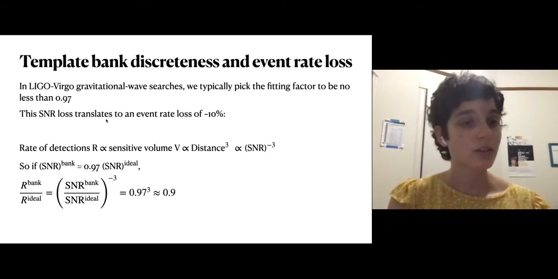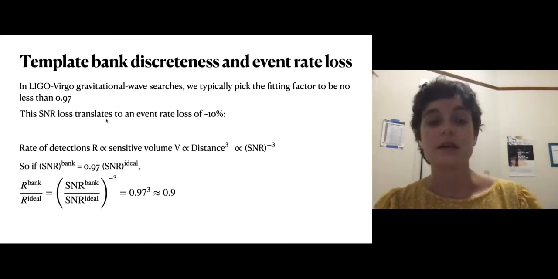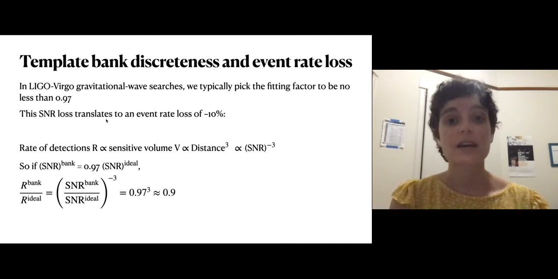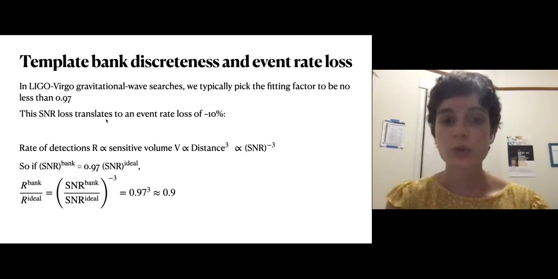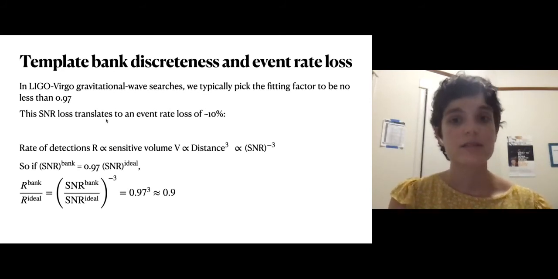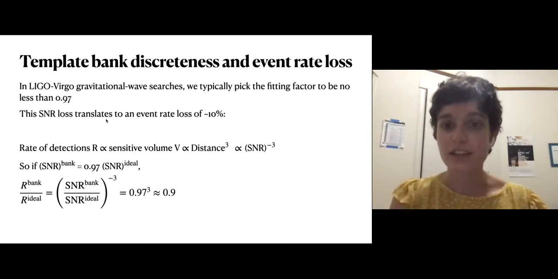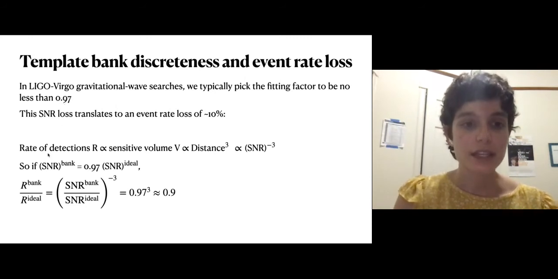In real gravitational wave searches with LIGO and Virgo, we typically pick this fitting factor to be no less than 0.97. And that translates to a loss of events of around 10%. So if you say I'm willing to lose 10% of my events due to the discreteness of the template bank, of course, we can't have an infinitely dense template bank, and then we would want this fitting factor to be around 0.97. And you can see that by this simple math here.